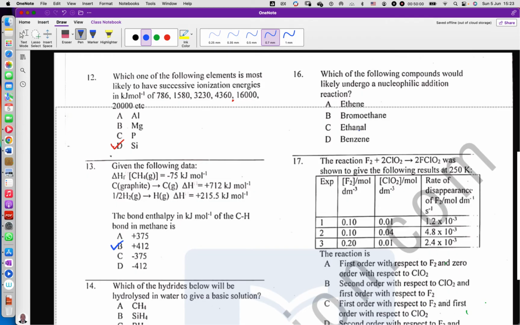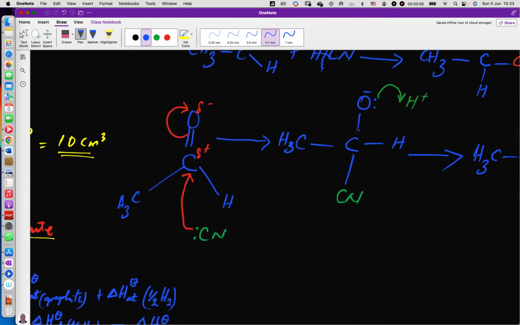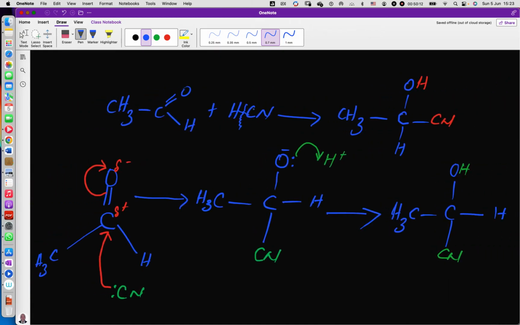Let me just show you how it goes. Let me show you how ethanol will undergo this. Okay, this is ethanol. When ethanol, for instance, reacts with hydrogen cyanide, the cyanide ion will be acting as a nucleophile to donate a pair of electrons. Now, because of the polarity between carbon and oxygen, you see it. This is the mechanism. The cyanide ion has a lone pair of electrons here to donate.